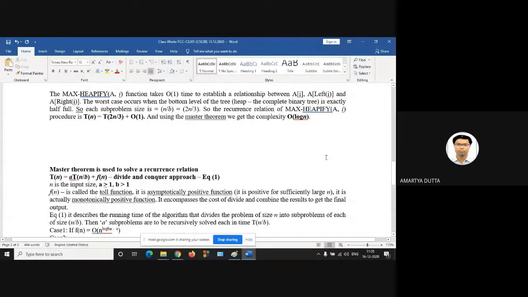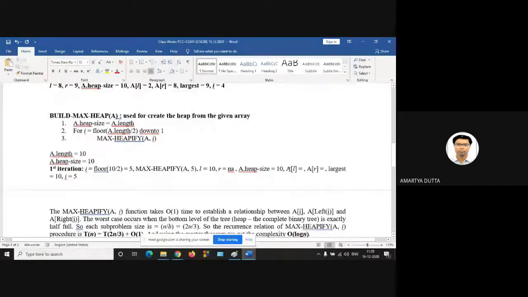Okay. Now build maxif. Build maxif টা হয়েছে না? Build maxif is used to create the heap from the given array. So what is the complexity? A dot heap size is equal to a dot length, the length, size of the array. For i is equal to floor of a dot length by 2 down to 1, max heapify A, i. So what should be the complexity?